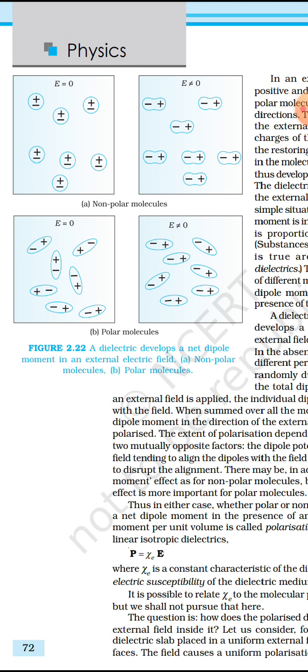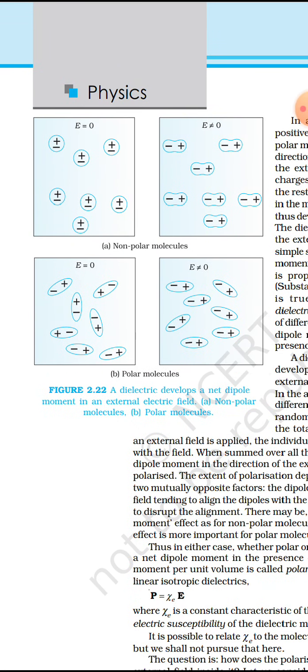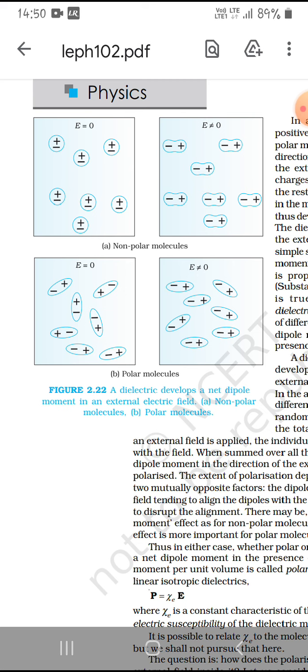So remember one thing: if the electrostatic force is equal to 0 in non-polar molecules, then the positive charges should be up and the negative down, sometimes up and sometimes down. If the electrostatic field is not equal to 0 in polar molecules, then the positive charges will be beside the negative charges, all the positive charges beside or towards the negative charges. If it is like that, then we can say the electrostatic field is not equal to 0.